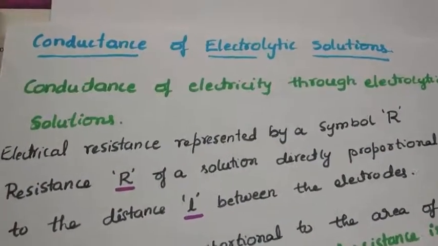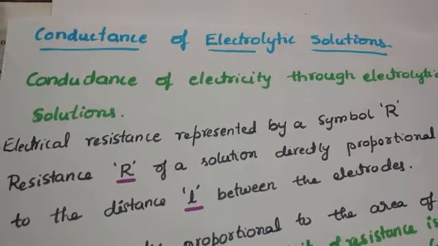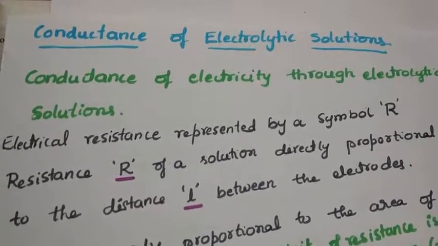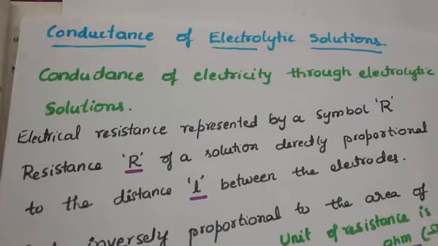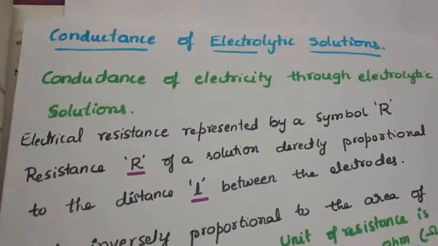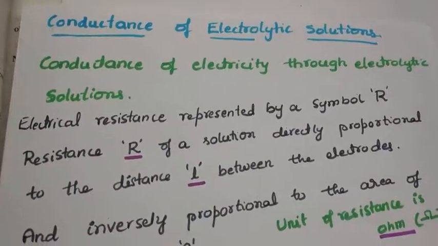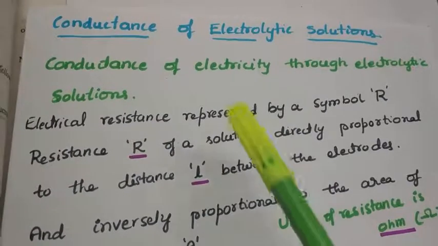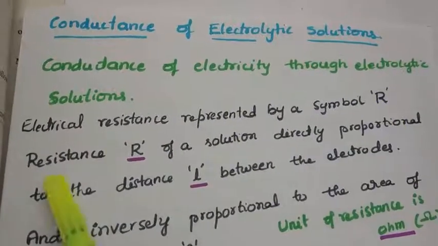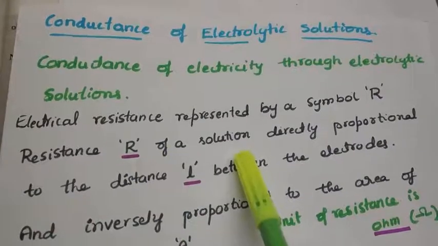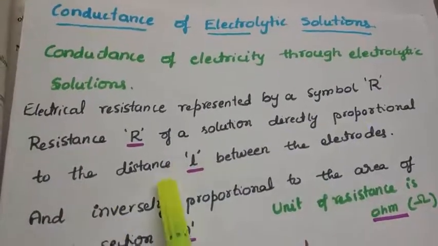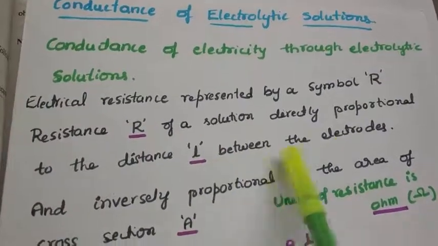In this video I am going to talk about conductance of electrolytic solutions. Conductance of electricity through electrolyte solutions. Electrical resistance is represented by the symbol R. Resistance R of a solution is directly proportional to the distance L between the electrodes.